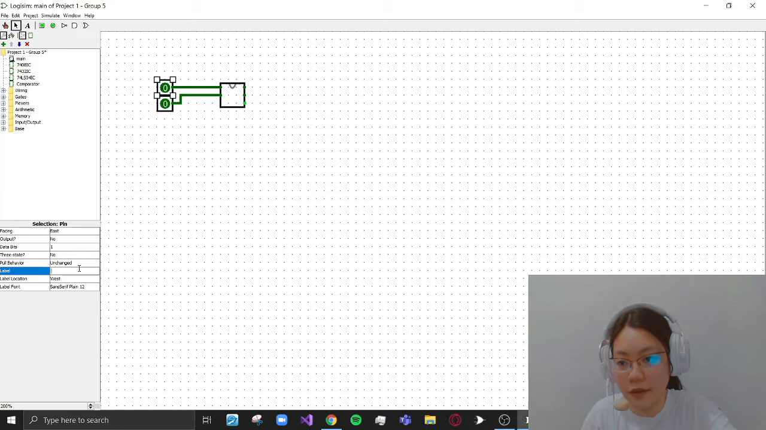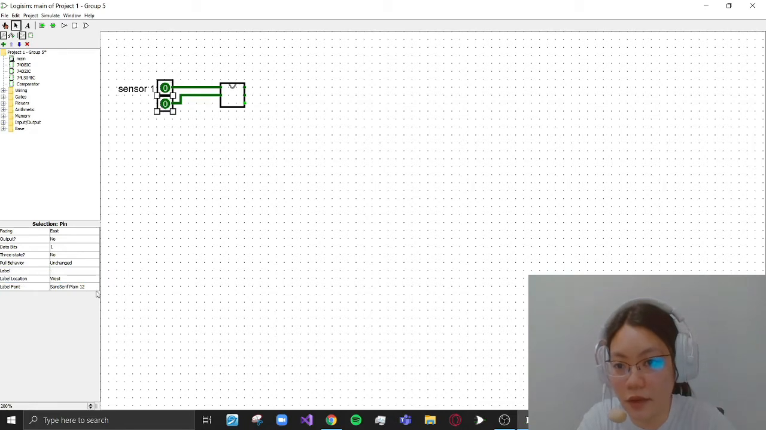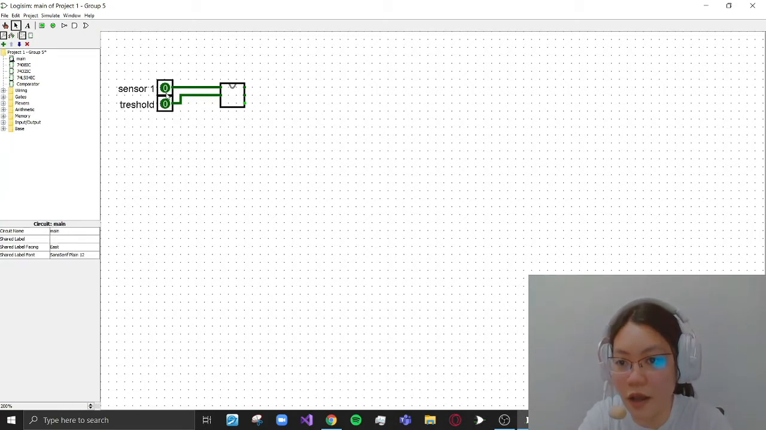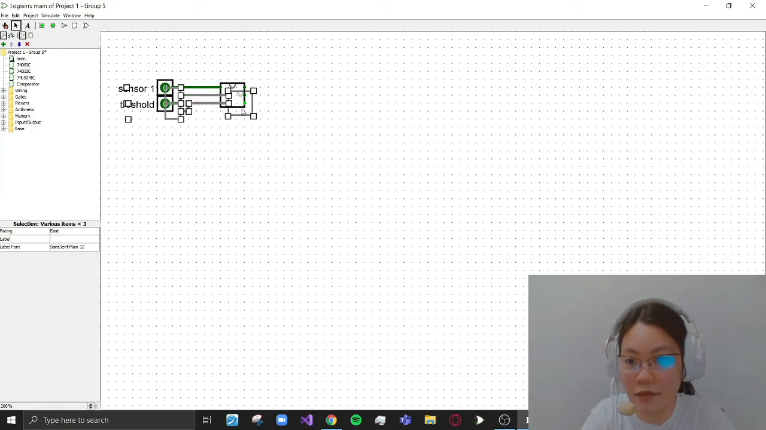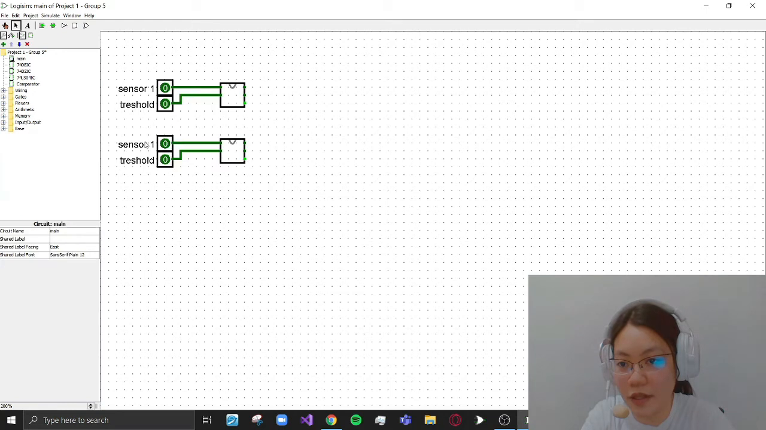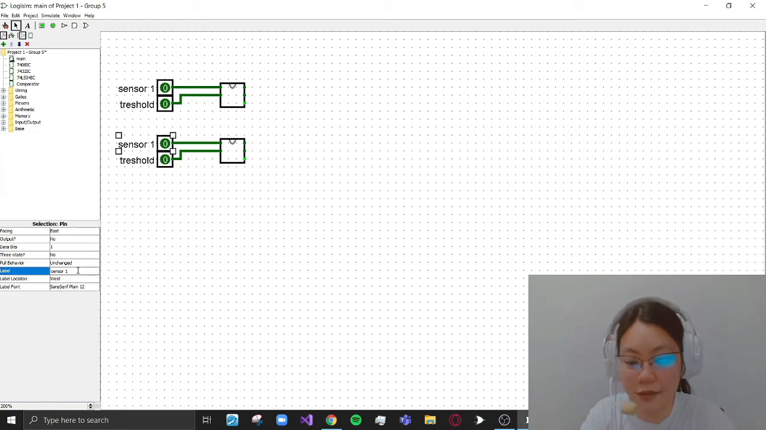So we'll be labeling this as sensor 1, and then threshold. Ay, sorry, mali pa spelling. Threshold. Tama ba? Okay. And let's just copy and paste this for the second sensor, and let's just edit the label to sensor 2.